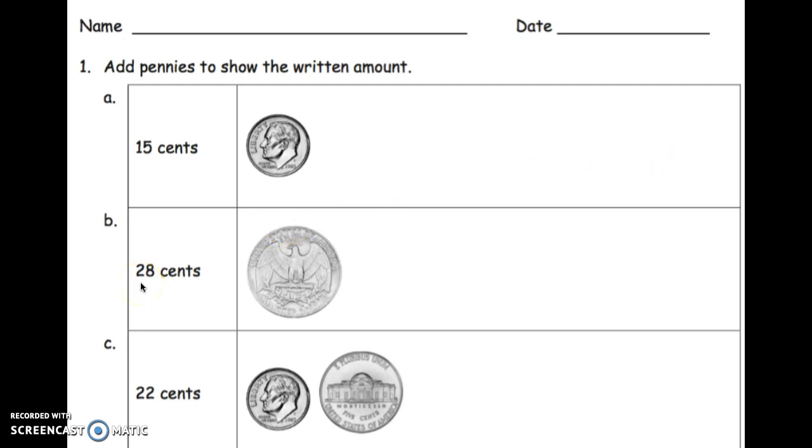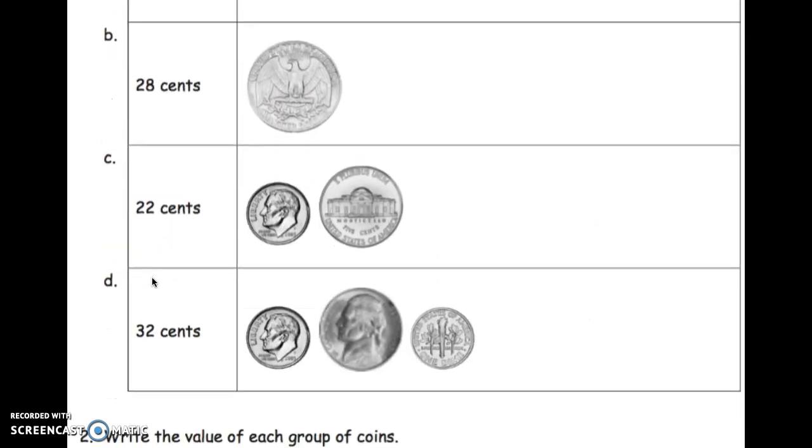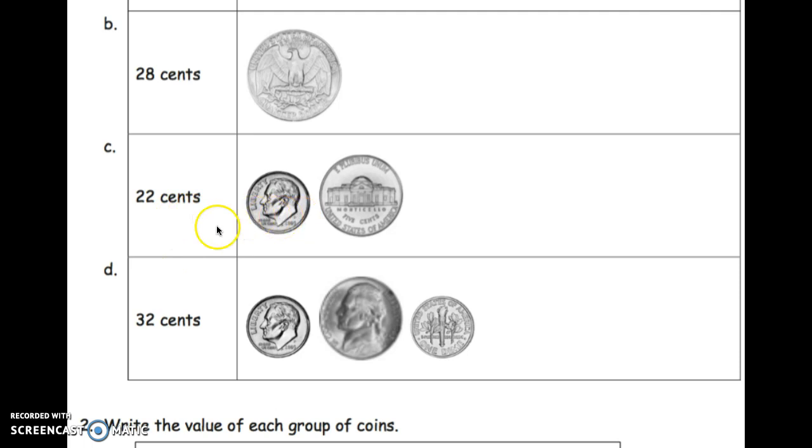Letter B, 28 cents. So think about this coin. How many more pennies do I need to make 28 cents? Letter C, 22 cents is what you need to get to. These coins are here. How many more pennies do I need to get to 22 cents?